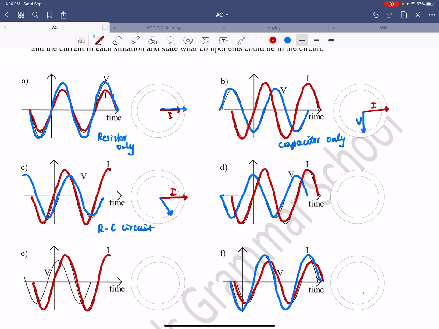Okay. Now the next one here, you've got your current over there, and the voltage. When the current is 0, voltage is a maximum. So the one where the voltage leads the current by 90 degrees is an inductor only.